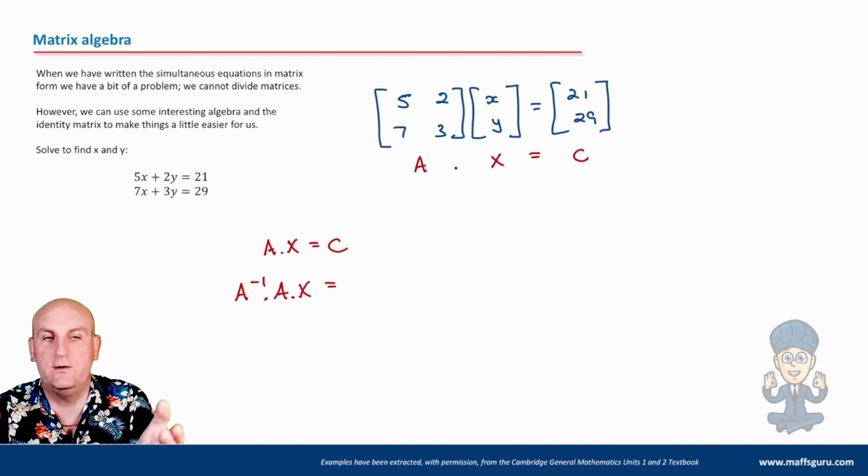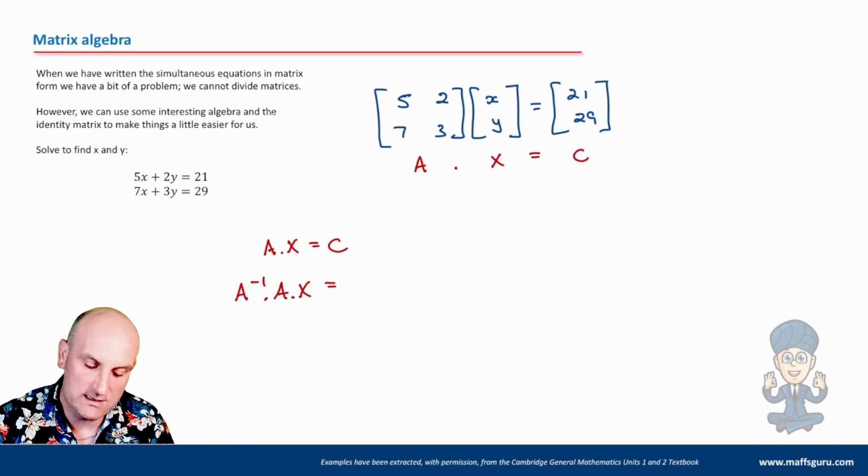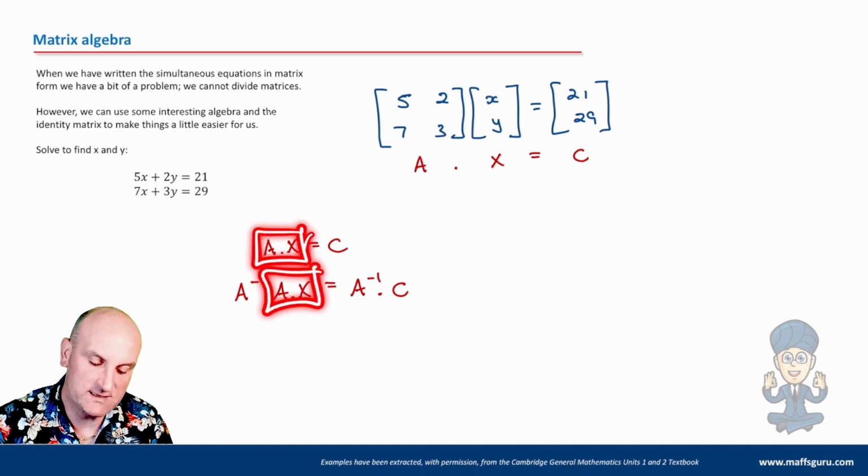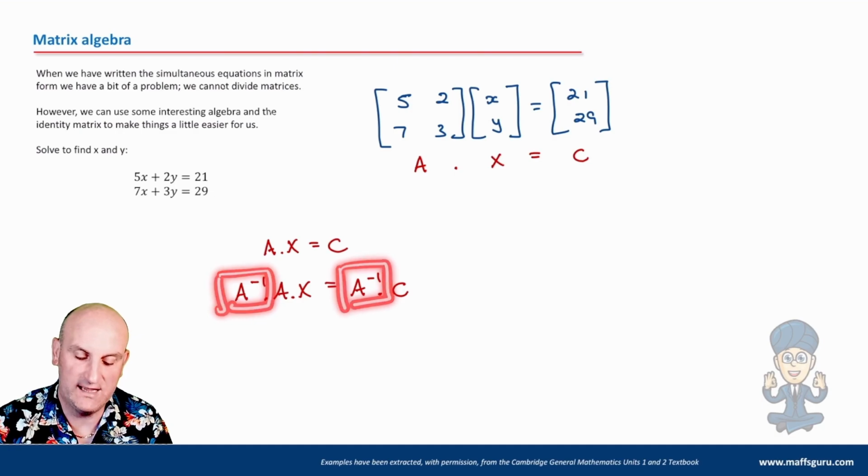Now obviously in maths what we do to one side we have to do to the other, keep it balanced. So I'm going to pre-multiply A to the minus 1 times C. All I've done is there's my A times X, there's my A times X, there's my equals, and C. I've just pre-multiplied by the inverse of A.